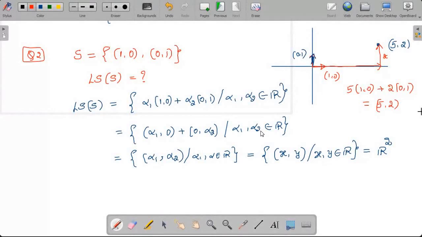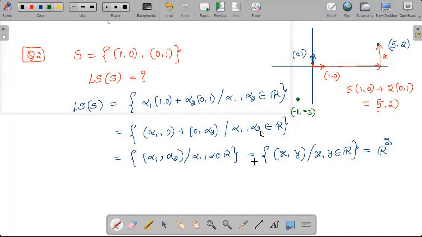So if you just give me these two directions in R2, I can move to any point in the plane. Just using these two directions, I can reach any point. Someone may have another doubt: what if I take a point over here? Let me assume this point is (-1, -3). Then how do you obtain (-1, -3) here?